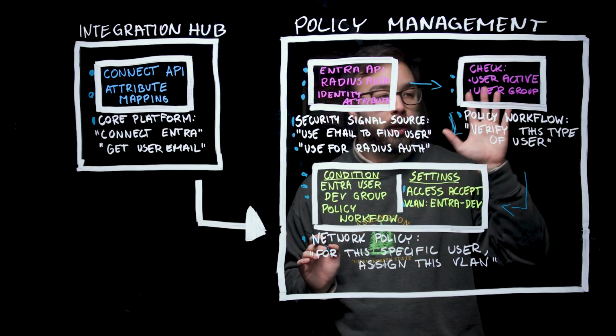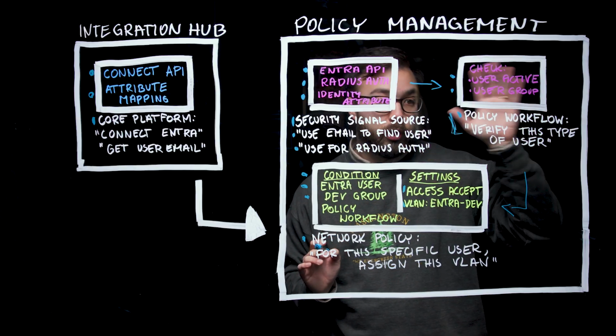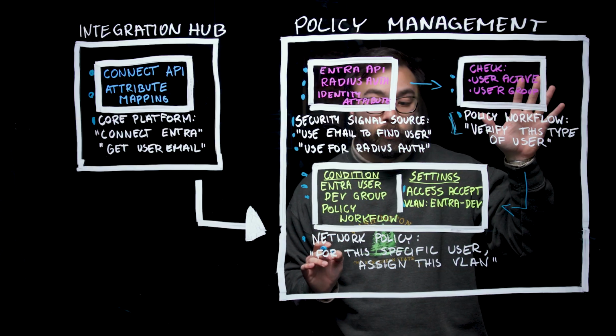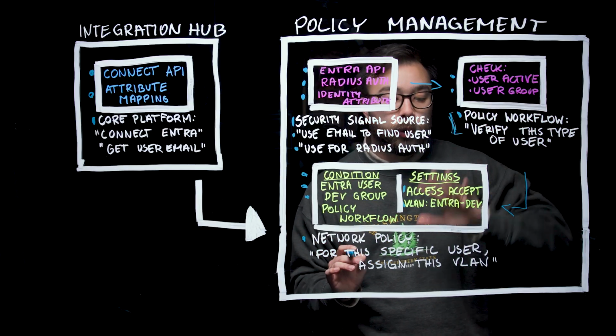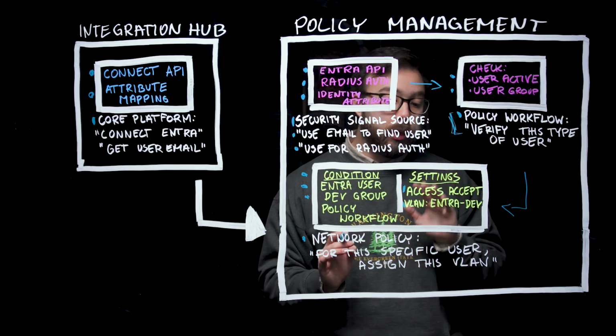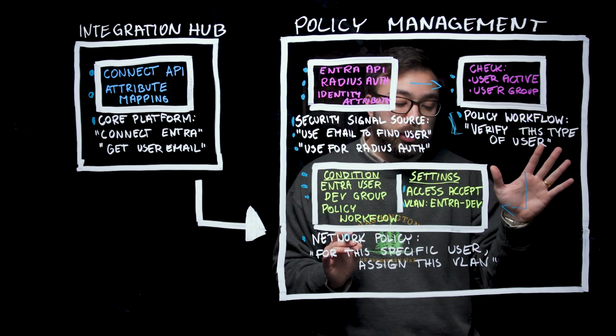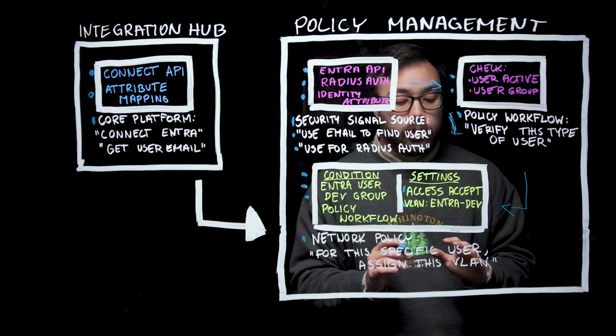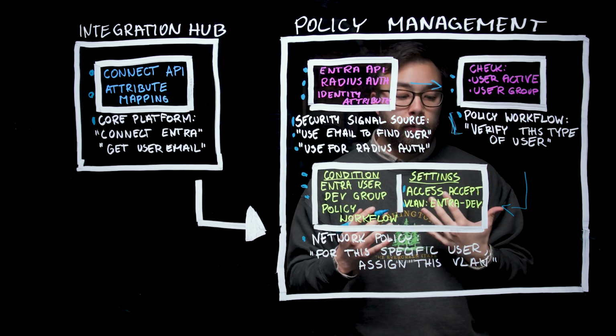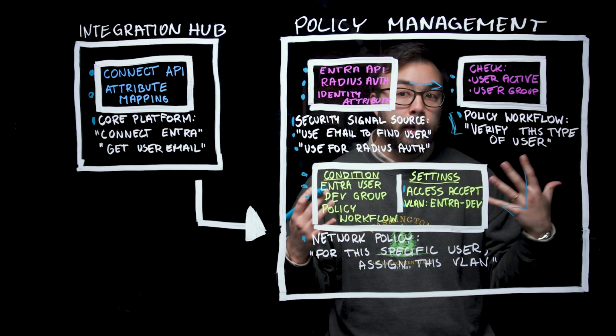So the condition is the policy workflow is this specific one, which is an active user in Entra, in our developer group, and the setting is going to be let them in the network, access accept, and apply them in this VLAN, which is going to be for just our Entra users that are in the dev group.